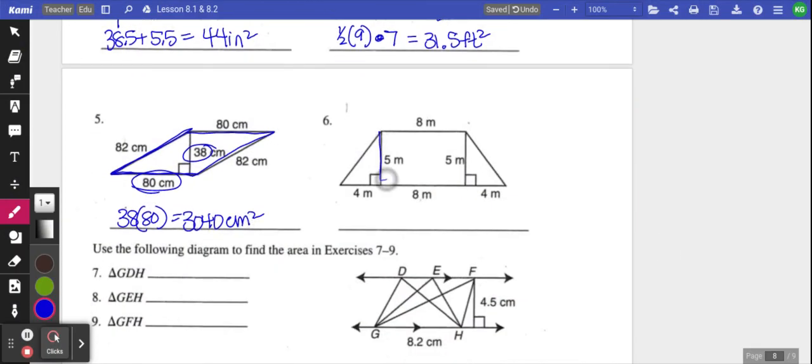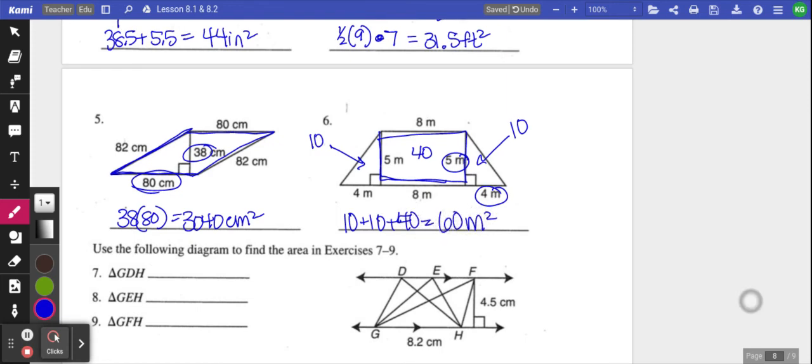This one, you see we have a rectangle here, which is an 8 by 5, which is a 40. And we have two of these equal triangles, where the base is 4 and the height is 5. So that would give me 10 on each side. So 10 plus 40 gives me a total of 60.